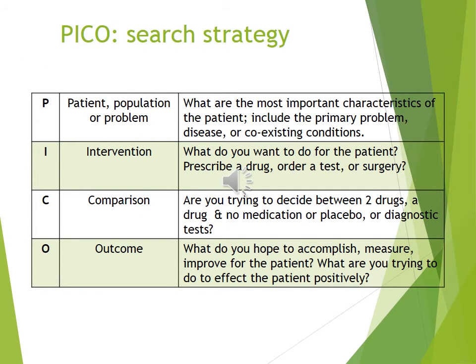And if you ever go on to do your bachelor's or your master's, you will see this fun little acronym. It's PICO, and sometimes it'll be PICOT, P-I-C-O or P-I-C-O-T. The P is patient population or problem. So with evidence-based practice, you're setting it up. What are the most important characteristics of the patient, including the primary problem? How or what intervention, what are you going to do for the patient?